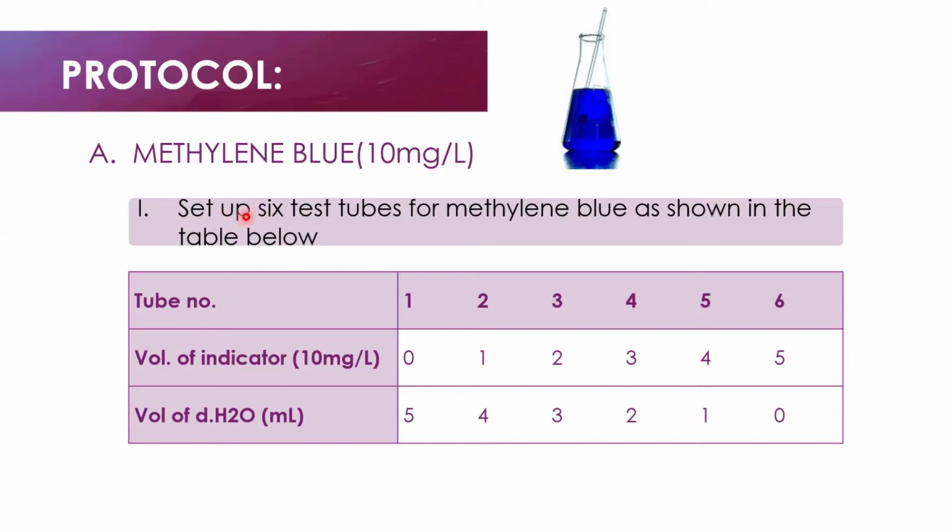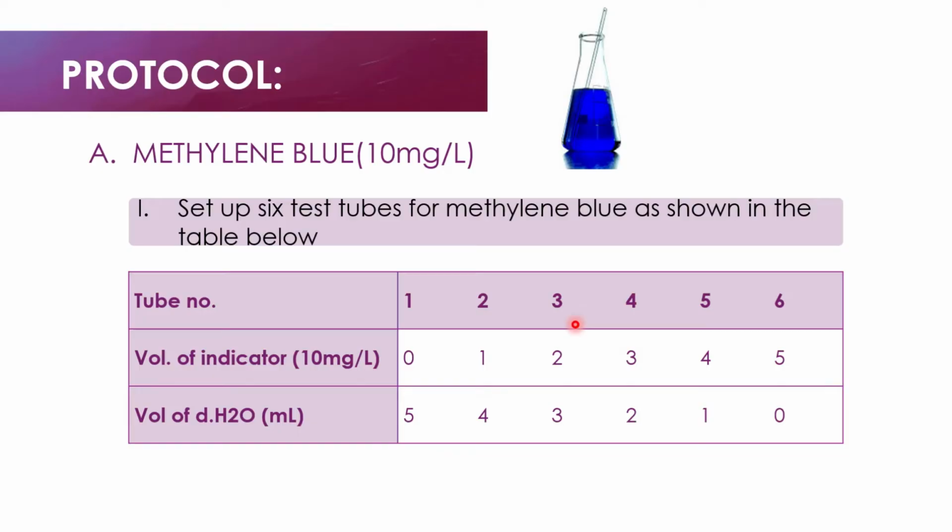So 1, set up 6 test tubes for methylene blue as shown in the table below. So these are the tubes. We have 6 test tubes labeled test tube 1, 2, 3, 4, 5, 6. And in test tube 1, we have 0 ml of the indicator and 5 ml of distilled water. For test tube 2, it contains 1 ml of our methylene blue indicator and 4 ml of distilled water.